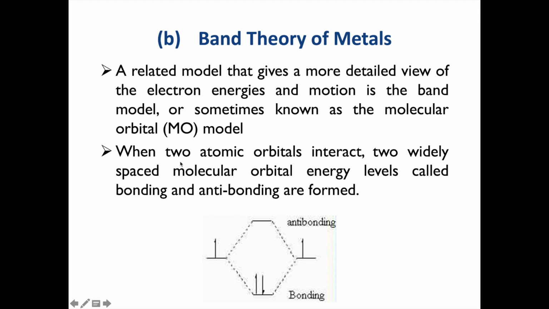So these two atomic orbitals interact. When they interact, whether end to end or side to side, these two widely spaced molecular orbital energy levels will form what we call bonding and anti-bonding. As you can see from this diagram, this is what happens when two orbitals interact. They will form a bond here and also anti-bonding.